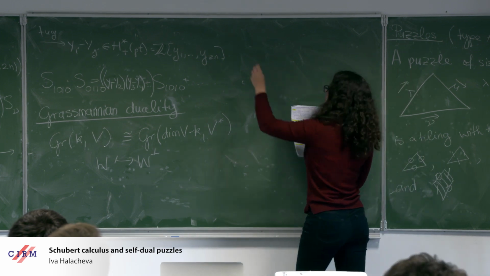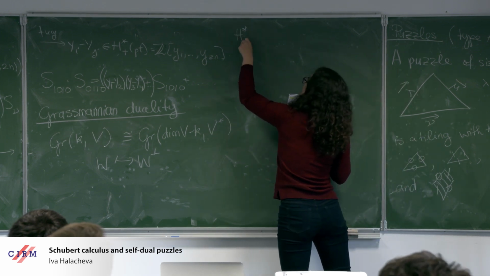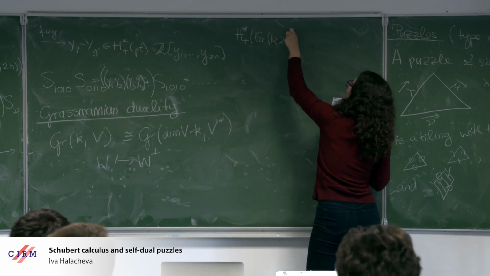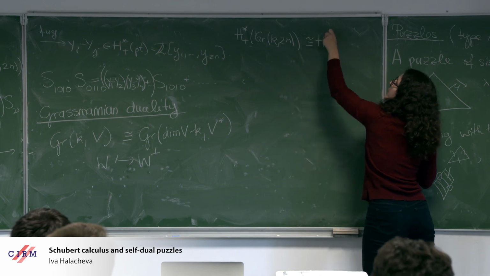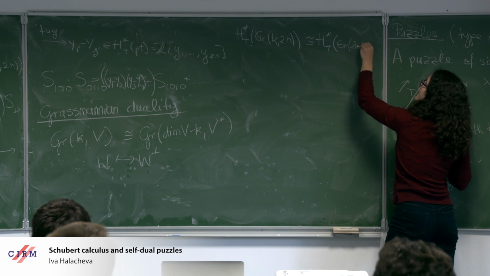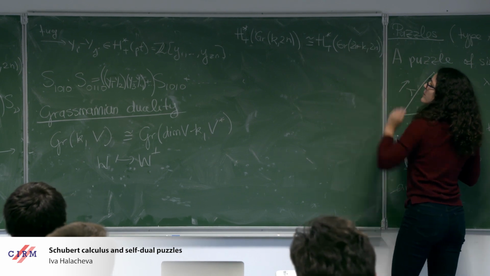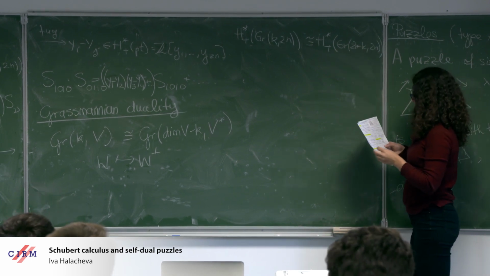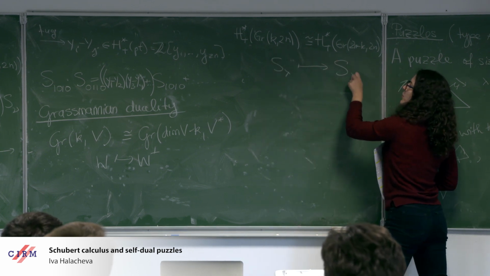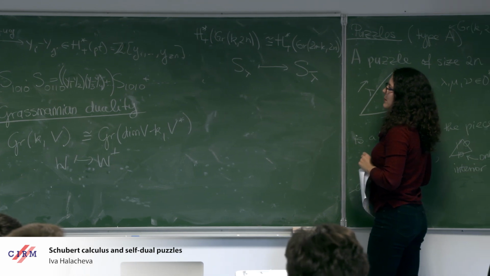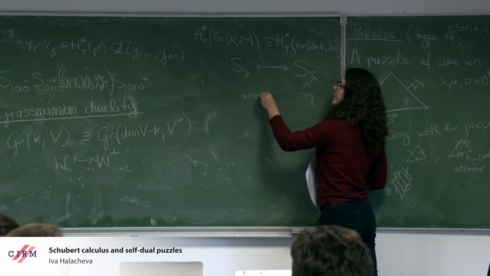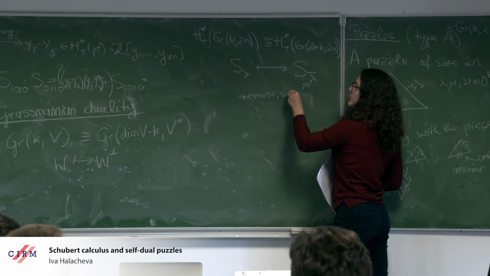So we have H star T of the Grassmannian of k-planes in 2n space is isomorphic to H star T of the Grassmannian of 2n minus k-planes in 2n space. And under this isomorphism, a Schubert class goes to S lambda bar, where lambda bar here meant as before, reverse the string and switch 0 and 1.